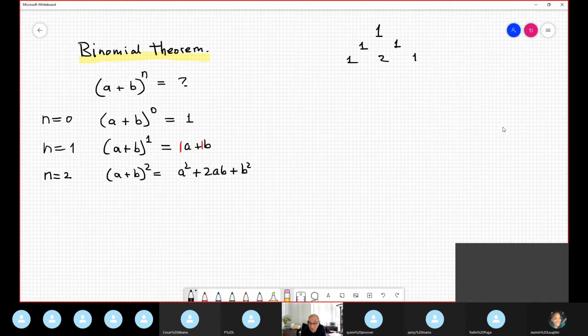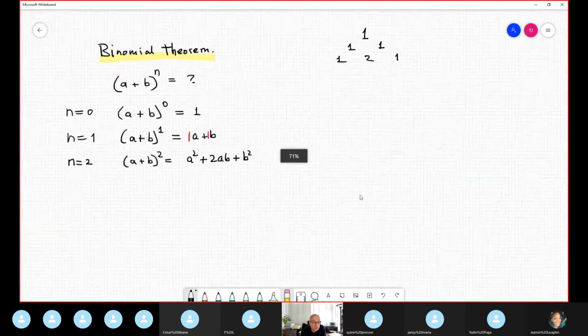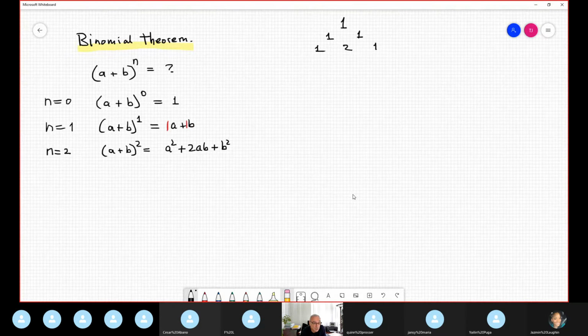Okay. I want to complicate this more. Now suppose n equal 3. Suppose n equal 3. Es a plus b cubed. Well, this is a long process. I want to skip the algebra part. You trust me, okay, I'm doing well, no? So suppose you multiply a plus b squared.